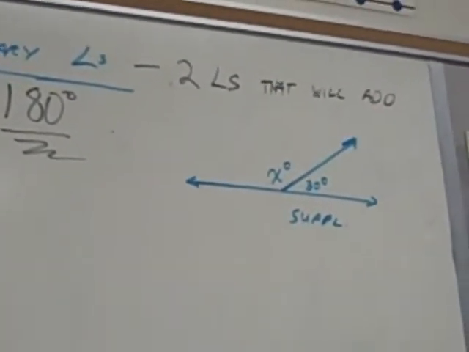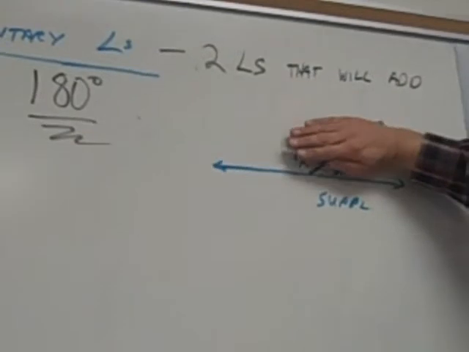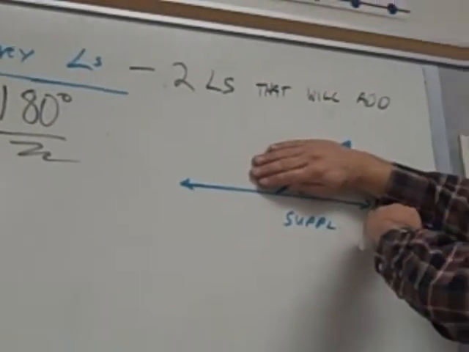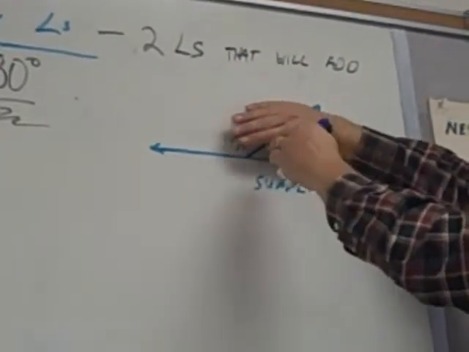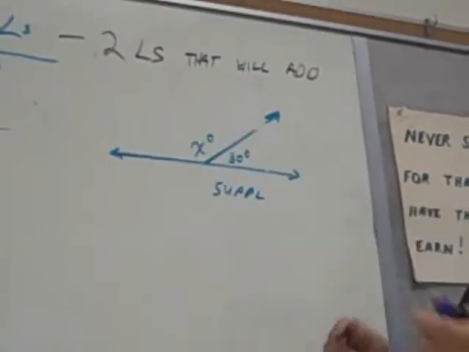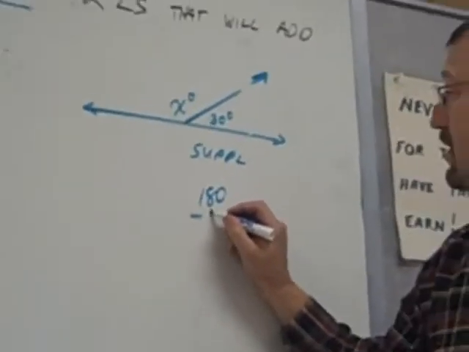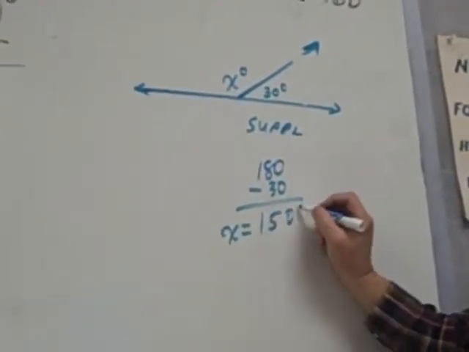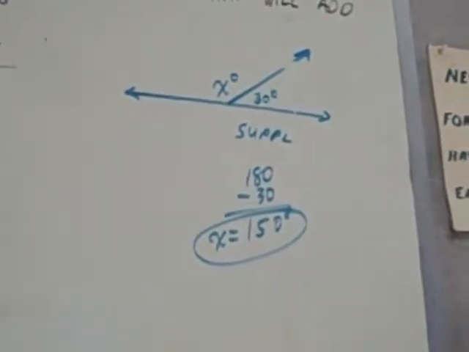These are supplementary. So they're supposed to add up to what? 180. Now, how do we know it's supplementary? What kind of angle is that one right there? Isn't that a straight angle? So the whole thing is how many? 180. We know 30 of it. How much does that leave for this? 150. How'd you find that? 180 minus 30. 180 minus the 30 I already have leaves me, X must be 150. Did I lose anybody there?